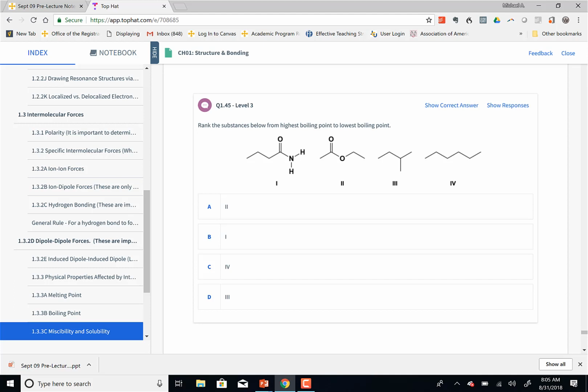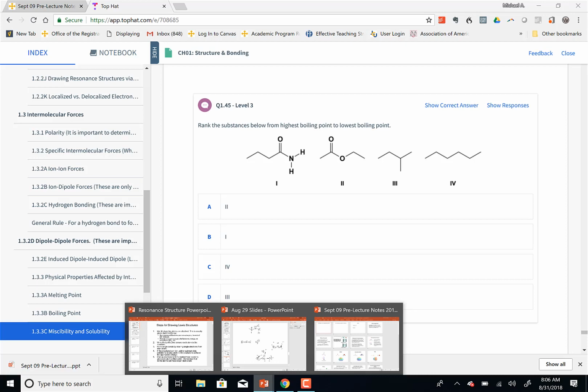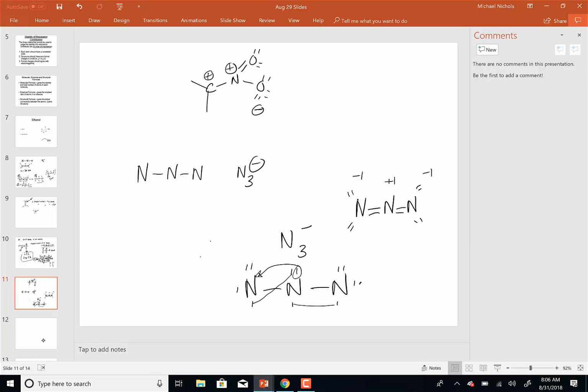Number 1, or Roman numeral 1. What's its strongest intermolecular force? Hydrogen bonding. Does everybody agree with that? Nobody for just dipole? Okay. All right, so a couple things we have to deal with.